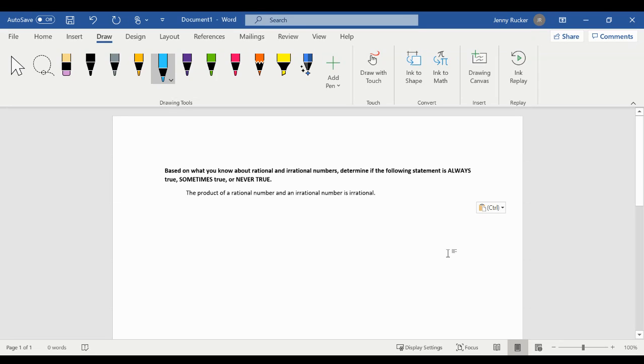We are asked to determine if this statement is always true, sometimes true, or never true. The product, which is multiplication, of a rational number and an irrational number is irrational. So let's try to think of some examples.